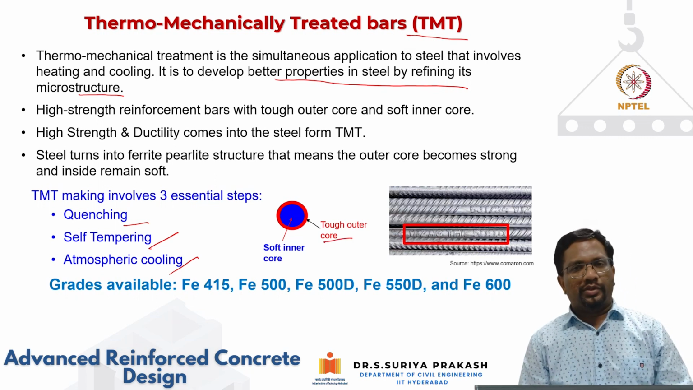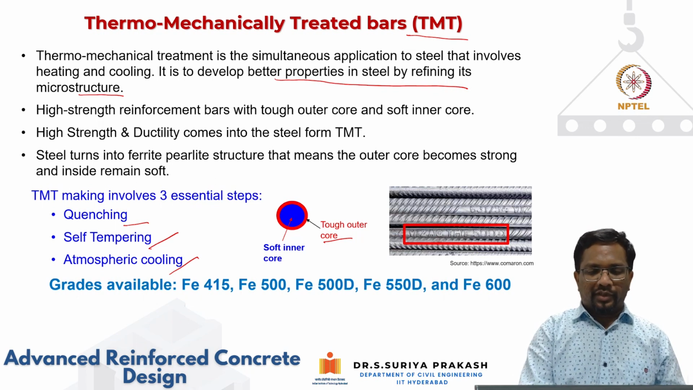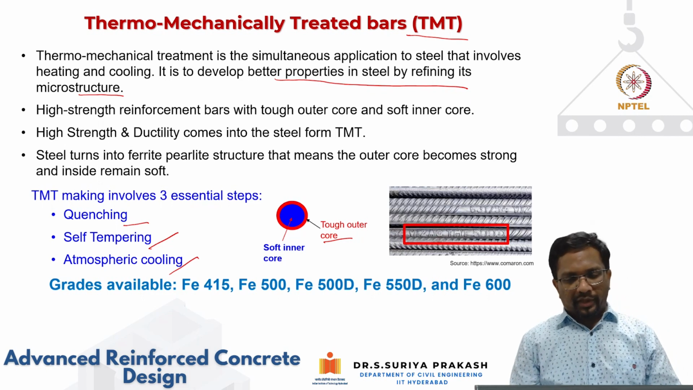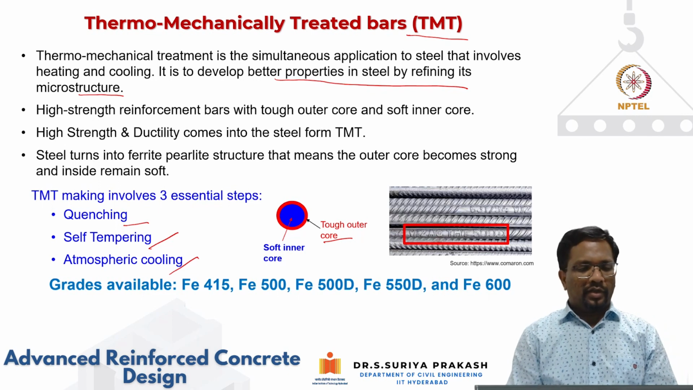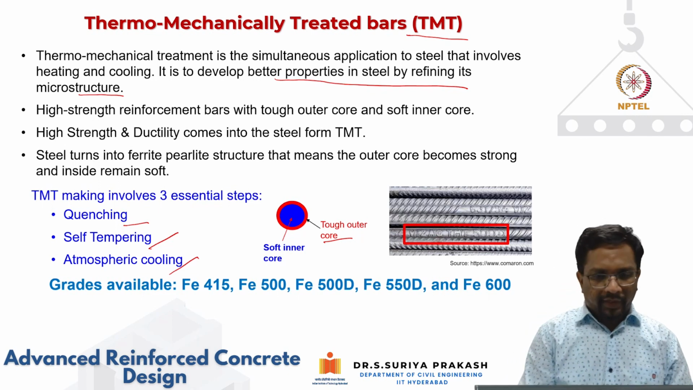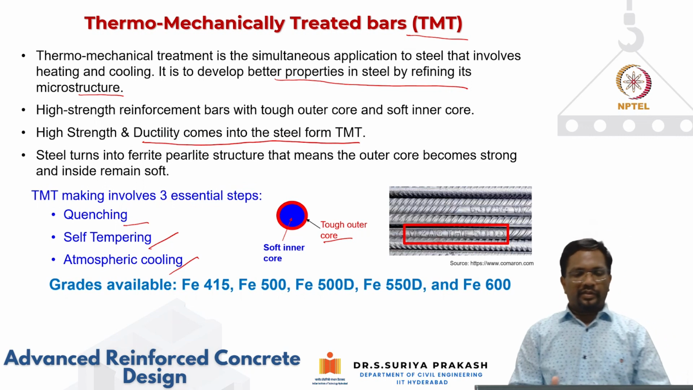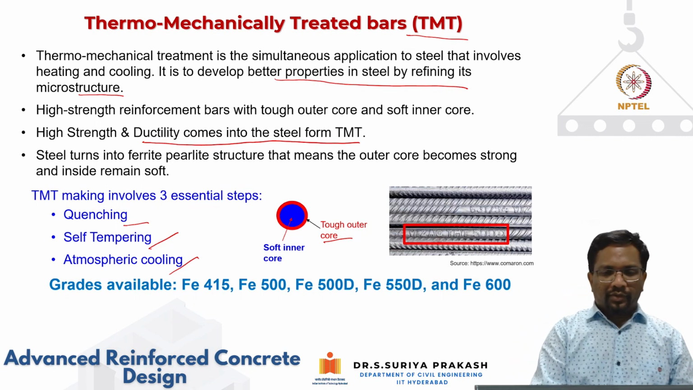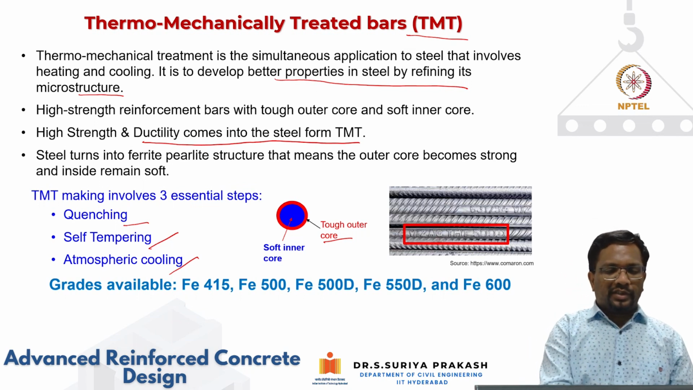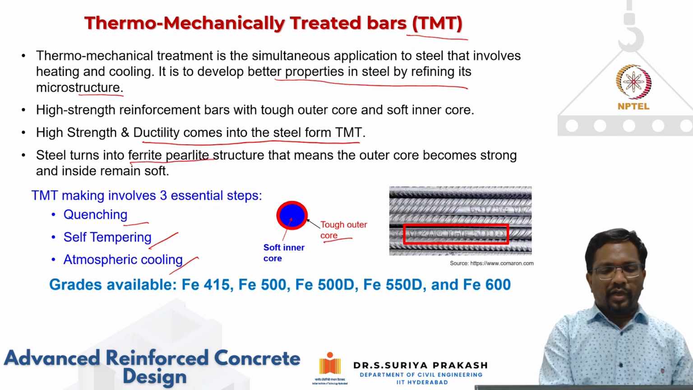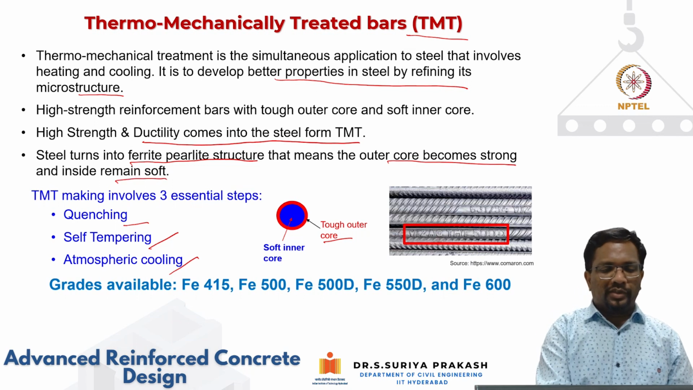Okay, the red color that is shown in this figure is very tough, and because you heat it up and you cool it, the toughness of this outer core is going to be much better. But the soft core, the inner core, is going to remain soft, and it is going to provide the required ductility. So the high strength and ductility come from this TMT manufacturing process. During this quenching, self-tempering, and atmospheric cooling process, the steel turns into a ferrite-pearlite structure. So that means the outer core becomes very strong and the inside remains soft.